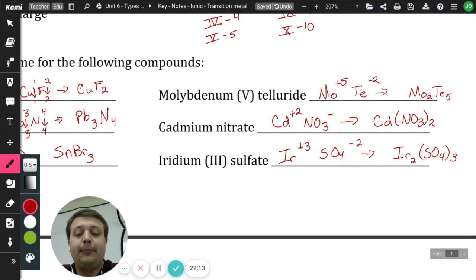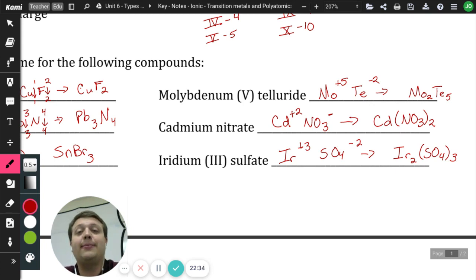Okay, moving over here. I've got molybdenum 5 telluride. So molybdenum is Mo. It's got a +5 charge. And then I've got telluride, which is Te. It's got a -2 charge because it's in group 16. Swap, drop, reduce, we get Mo2Te5.